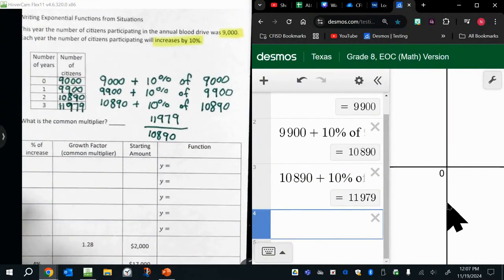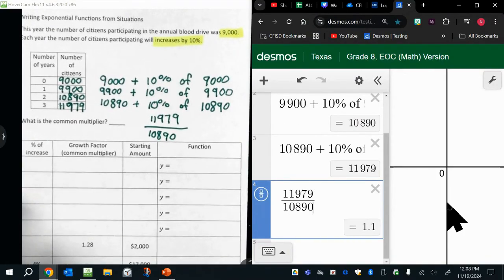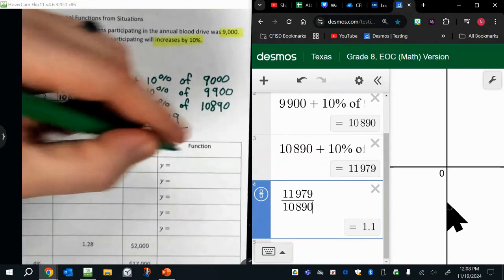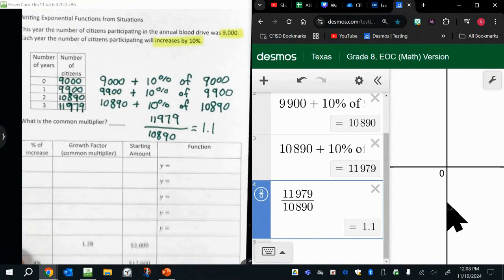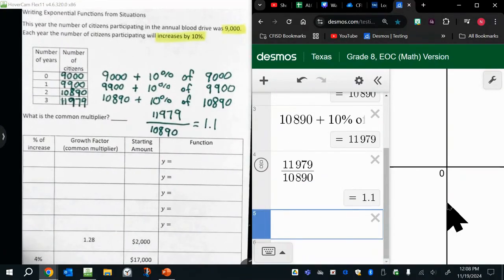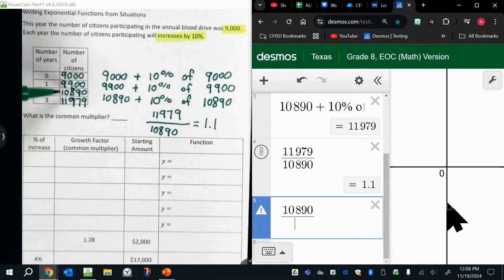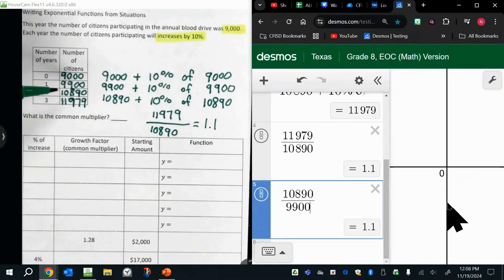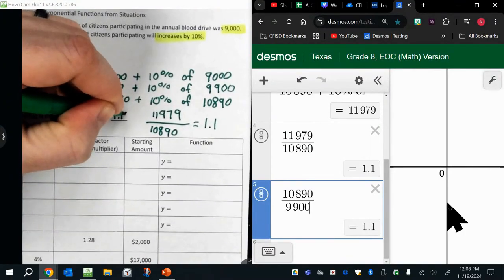We're going to say 11,979 divided by 10,890, and I get 1.1. I bet you if I do 10,890 and divide it by the number above it, which is 9,900, I get 1.1 again. So here's my common multiplier, 1.10.